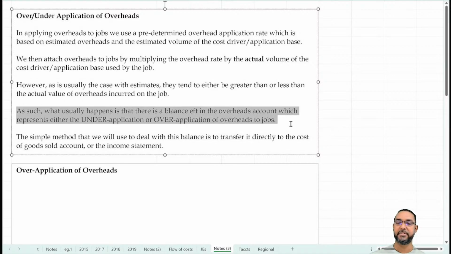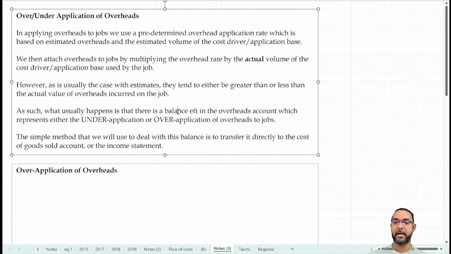Now, as such, there's a balance left in the overheads account, which represents either the under application or over application of overheads to jobs. We mentioned that before: either it'll be under applied or over applied, which means there's going to be a balance in the overheads account. Now, the simple method that we use to deal with this is to transfer that balance directly.